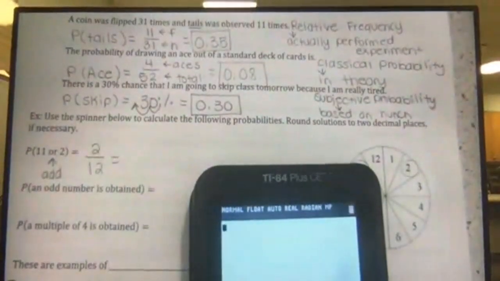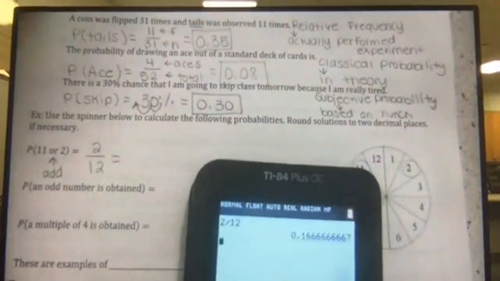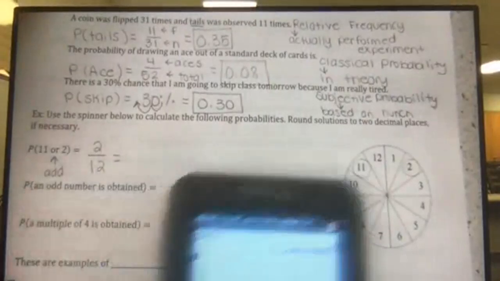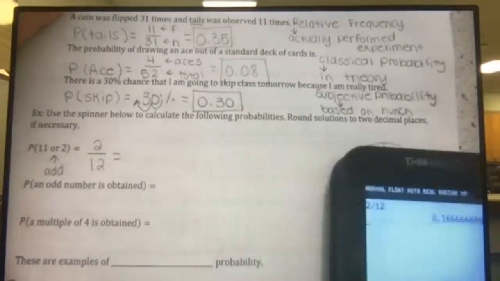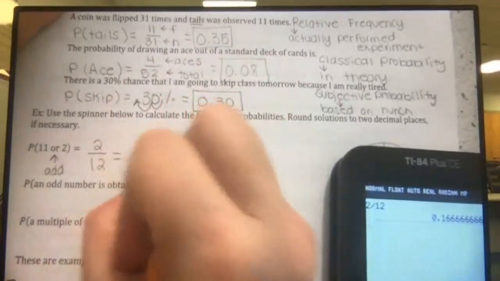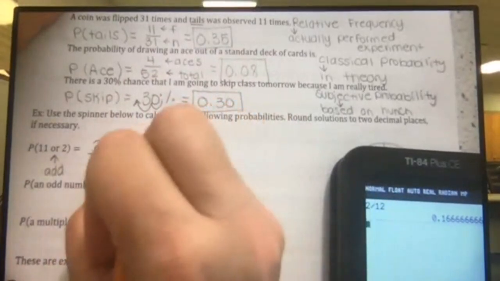So 2 out of 12 in my calculator would give me 0.16666 all the way to 7. Rounding to 2 decimal places, I'm going to round that second number after the decimal. I'm going to round that 6. Looking next door is another 6, so it's going to round up to 0.17. That's it.